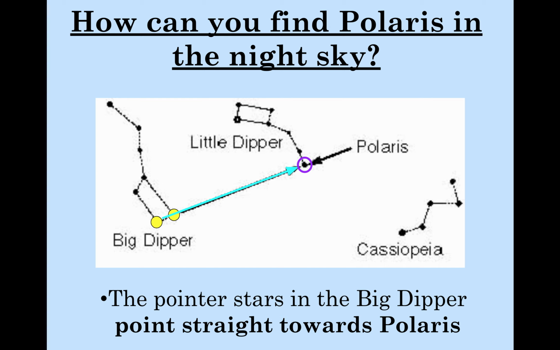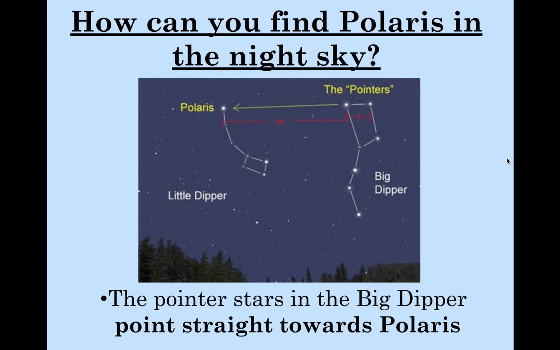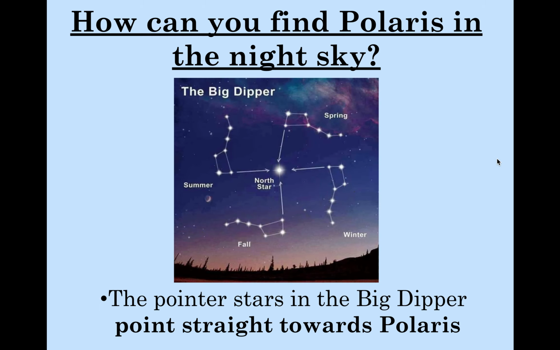The problem is that the Big Dipper can be in any direction or location in the nighttime sky. So, for example, your nighttime sky could look like this, where the Big Dipper is on the right. But again, if we follow the edge of the spoon of the Big Dipper to those two pointer stars, the pointer stars will still point towards Polaris. The Big Dipper changes its location in the sky over the course of the year, depending on the season. But regardless of what time of year it is, if you can find the Big Dipper, those two pointer stars will point towards the North Star, or Polaris.